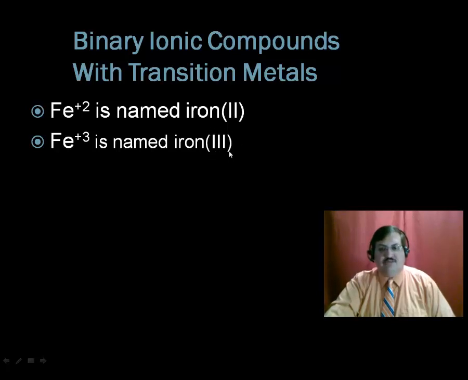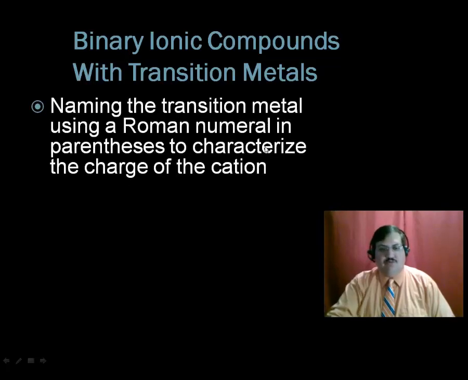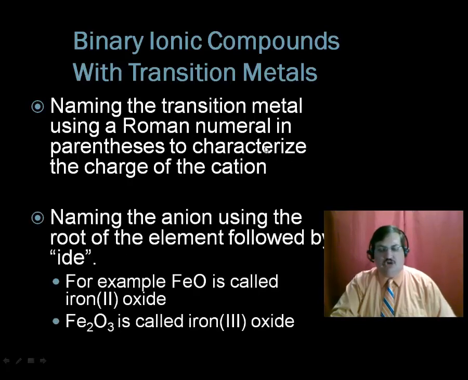This Roman numeral does not denote how many irons you have, nor does it denote how many of the nonmetal you have. This is a common mistake that a lot of people make at the beginning of the year. It's an easy one if you're not understanding where these Roman numerals come from. So, in this process, we're going to name the transition metal first with a Roman numeral in parentheses. That Roman numeral is going to be the charge of the cation. Then we name the anion the same way we did before, using its root and then IDE.